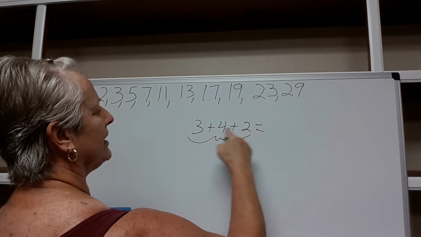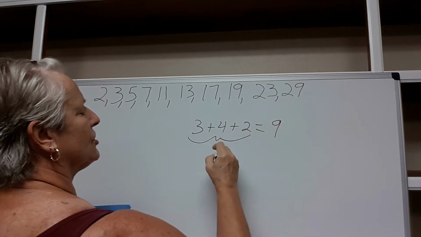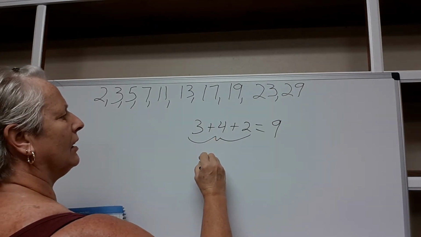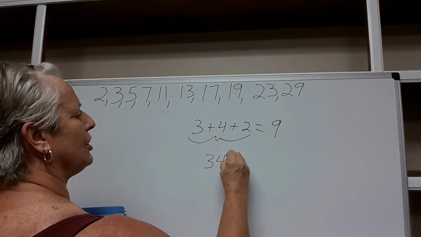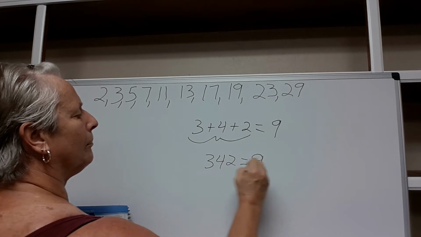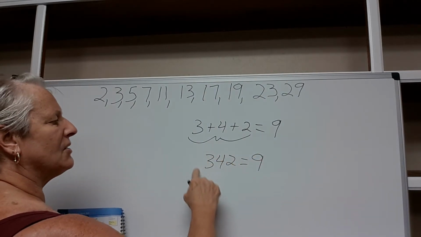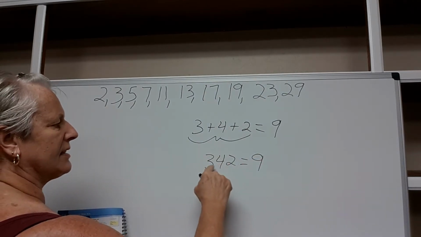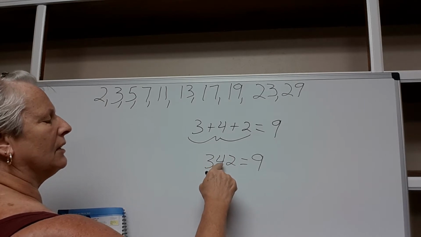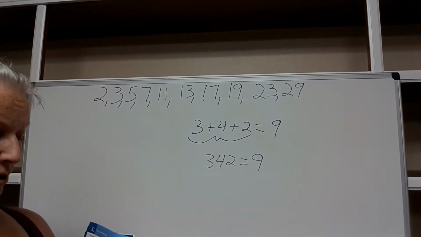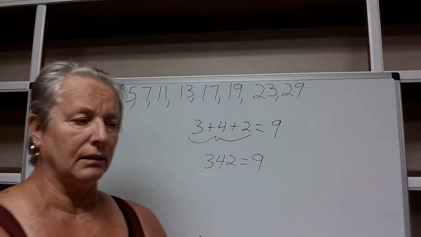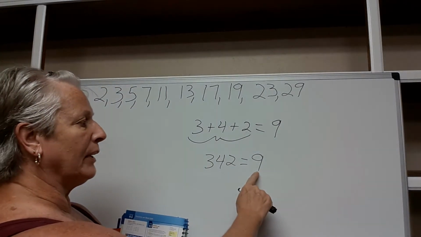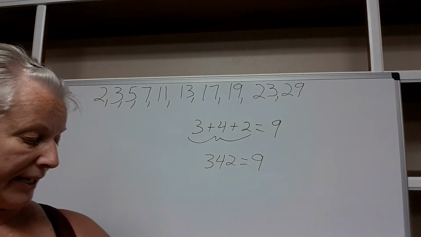The sum of these is 9. So this 342 would be divisible by 9. Why? Because the total of these equals 9, and then we know that 9 is divisible by 3.